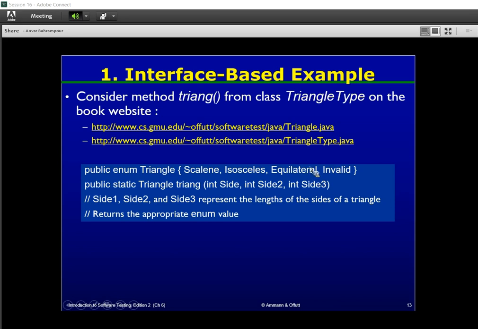In the equilateral triangle, all sides of the triangle should have the same value. Or in the isosceles triangle, two of the sides are the same. And in a scalene triangle, there is no equality relationship between each pair of sides of the triangle. Okay.